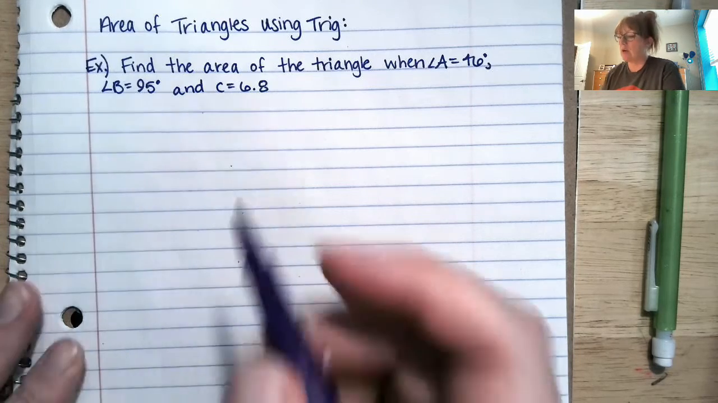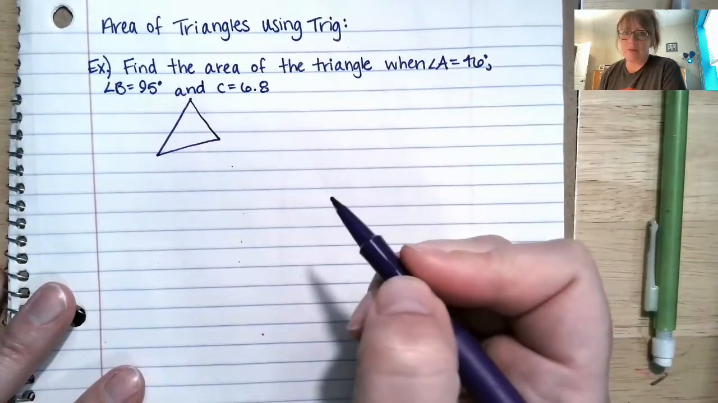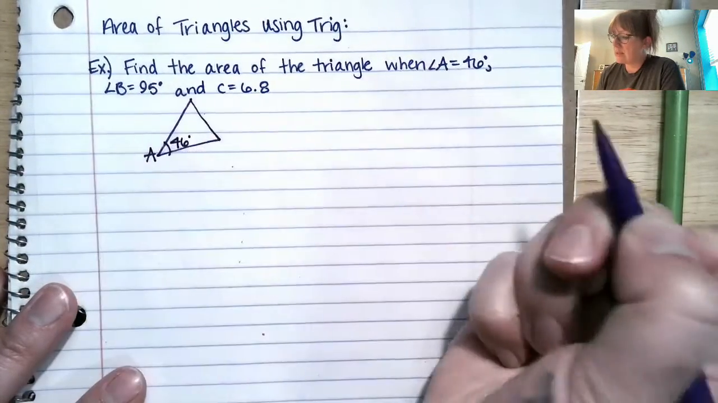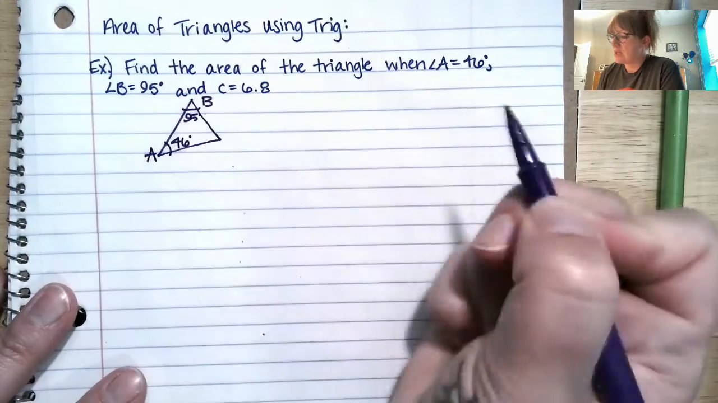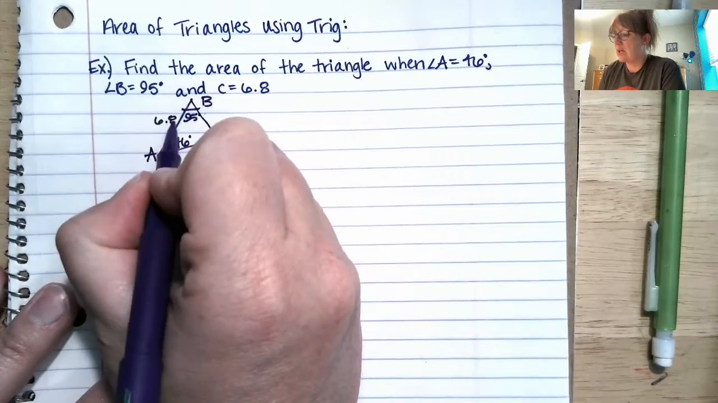So if we wanted to go ahead and draw this little triangle, remember it doesn't really matter how you draw your triangle. I'm going to label this angle A, so that would be 46 degrees. I'll call this one B, which is 95 degrees, and this one's going to be C. Little c is going to be 6.8.